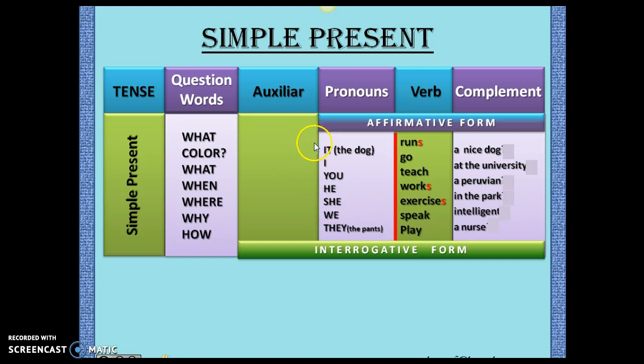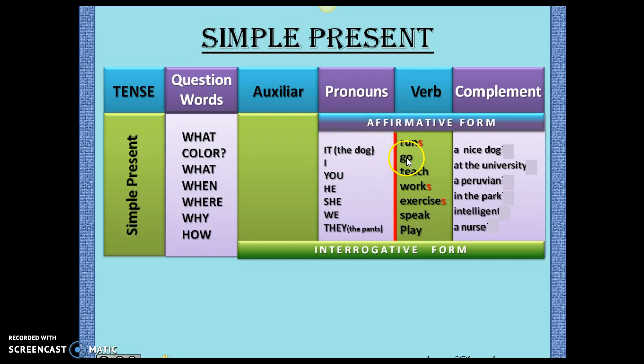For example, if I say, it runs in the park. That is a sentence. He works at the university. Or let's see another example. She exercises in the park. You see, when I use the pronoun he, she, or it, I have to put S or ES to the verb in affirmative form. Okay? The other pronouns, they have no S.